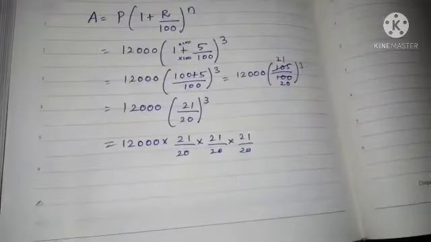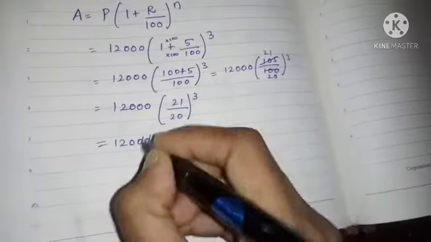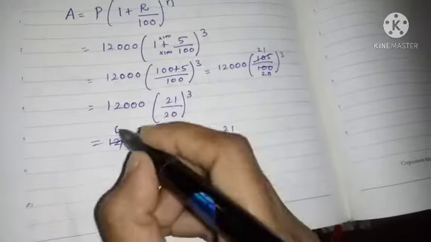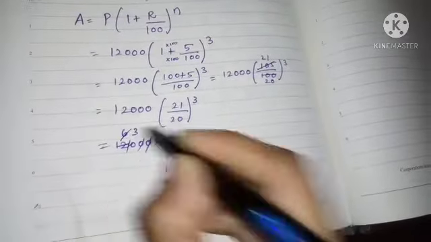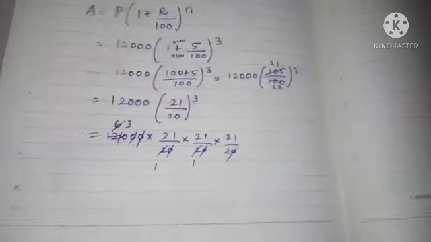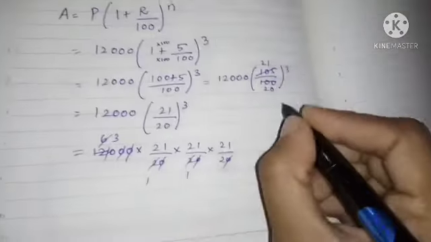Can we cancel this? Cancel the zeros. 2 ones are 2, 2 sixes are 12. So 1 2 is there, remainder is there, we'll multiply it. How many 21s do you have to multiply? 21 into 21 into 21.